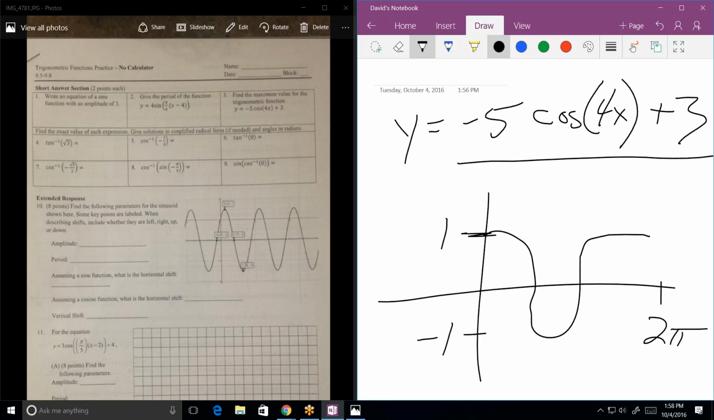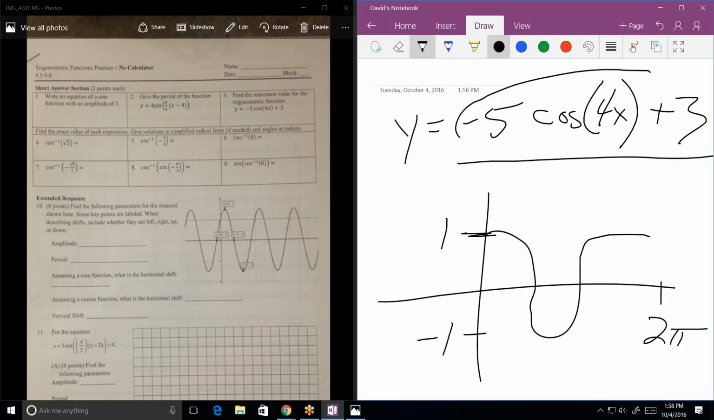So if it starts at 3, would 3 be the minimum? In other words, the maximum value that the cosine of any angle can be is 1. Whether it's 4x or 14x doesn't matter. The cosine of any angle cannot be greater than 1 or less than -1. Okay? So now let's talk a different question.